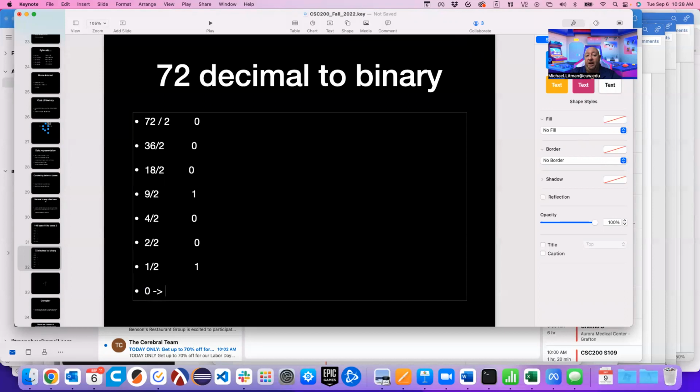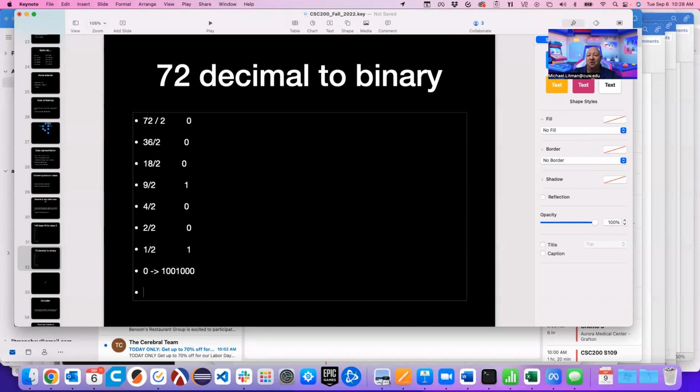And then we read our answer from the bottom up: 1 0 0 1 0 0 0. Bottom up when you do it this way. It's the common mistake somebody will make, because they'll do all this stuff right, and then they'll give you an answer of 0 0 0 1 0 0 1. And that answer is not the right answer, because that's backwards. This is a binary number. It's just a number 1 0 0 1.